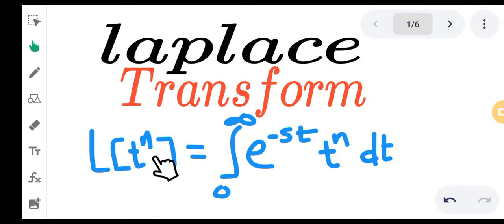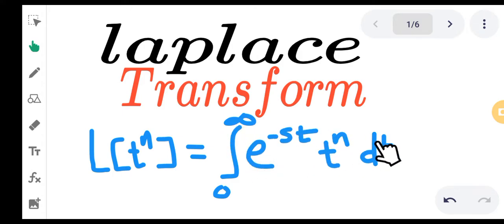But here, the f of t, or the function within the Laplace, is t exponent n. So you repeat that function there. Then you multiply it by dt. So basically, that's what we have been doing.